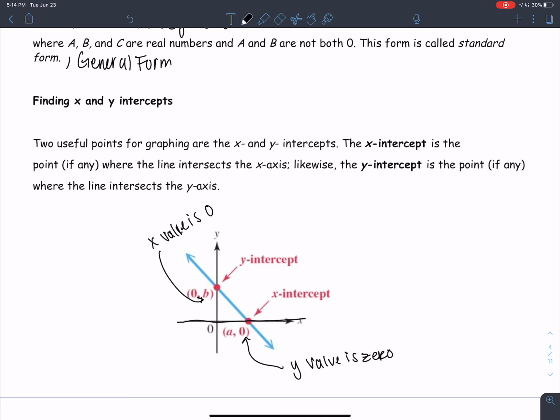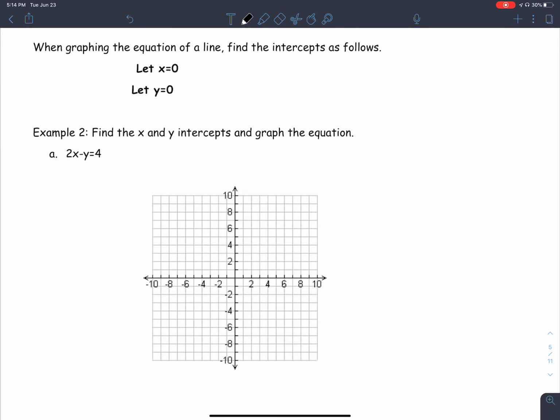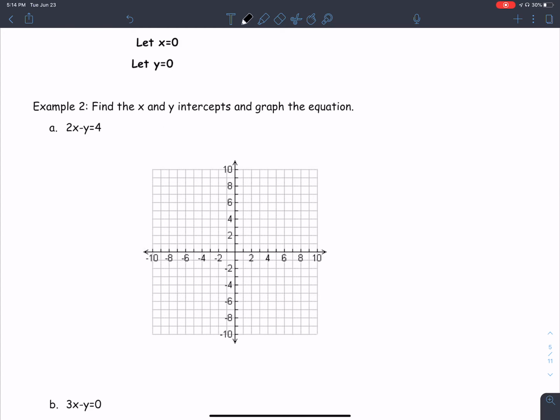That's important. You need to know how to find intercepts. So when graphing the equation of a line, find the intercepts as follows: you let x equal 0 and you let y equal 0. My high school students have always taught me something pretty cool that has always helped me. Anytime I do intercepts, I make an XY chart, and I put x-intercept here and y-intercept here. To know which is which, I know that for the x-intercept, y has to be 0, and for the y-intercept, x equals 0. If I start with that, then I know what to do, and then I can do the math.